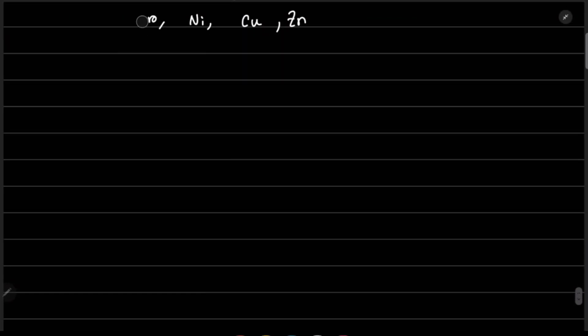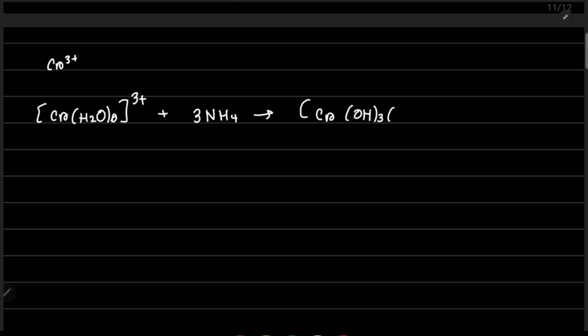So if I write down all the reactions, we start from chromium. For chromium we have an exception, so we'll discuss that. So Cr3+, so the complex is [Cr(H2O)6]3+, and now we are reacting with ammonia. If there is few drops of ammonia, the reaction will be the same. So we'll get Cr(OH)3(H2O)3. We have 3NH3 over here, not 4. And on the right we'll have 3NH4+.